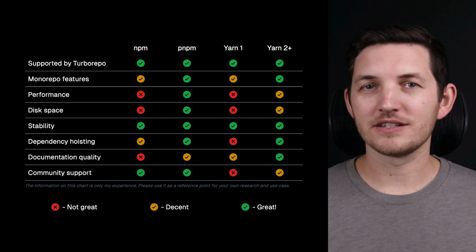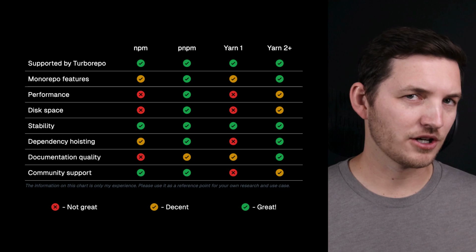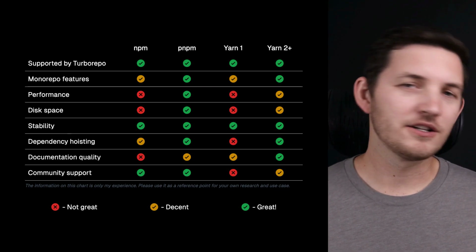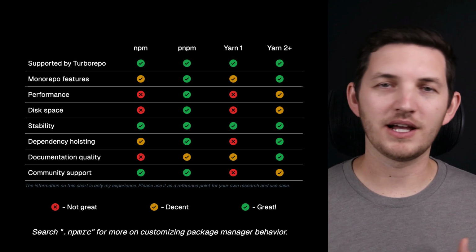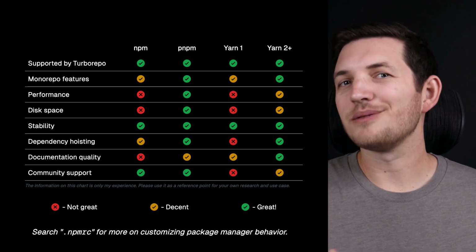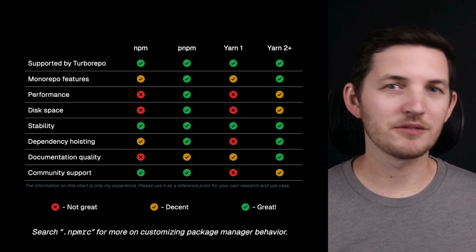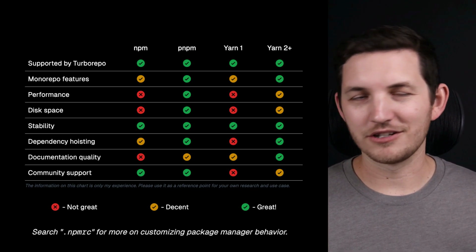There are a few things I want to call out here. On this chart, I'm only showing the defaults. There are various configurations you can apply to your package manager, so you may be able to tune away some of the trade-offs on this chart, but I like keeping it simple, so you're looking at the defaults.